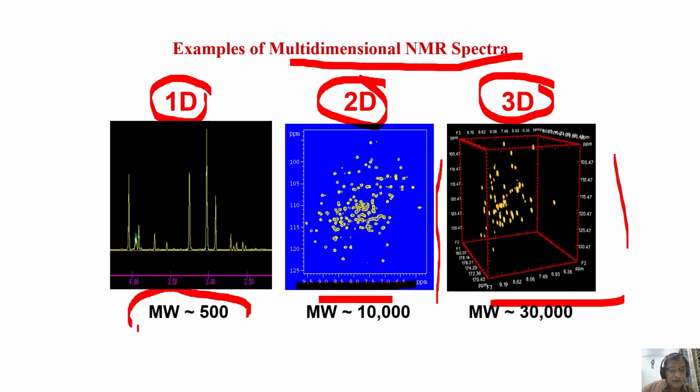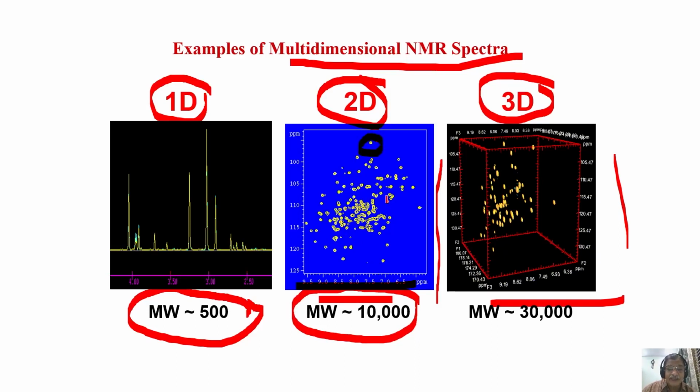The molecular weight is up to 300. The 1D is very easy to handle, up to a molecular weight of 500. Very easily you will get it. Let us say I go to a molecular weight of 10,000. Still not bad. You can manage with 2D. You see, you still get well resolved peaks. Peaks are very well resolved here compared to this and this.